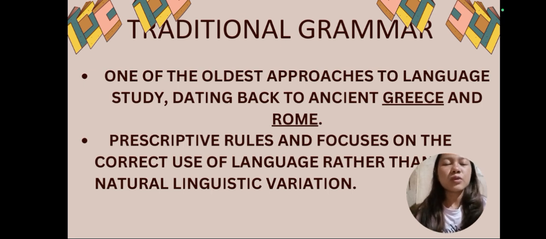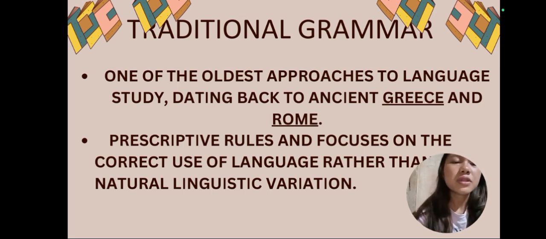When we say prescriptive, it prescribes the rules and regulations of a language, focusing on teaching people how to use language correctly. It is based on conventions that are considered to be standard. So traditional grammar has standards or rules to follow. Kumbaga, similar sa grammar, it focuses on rules and conventions and teaches people how to use grammar correctly, even if it is not the way most people actually use it.